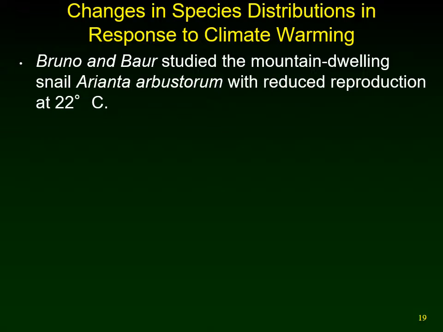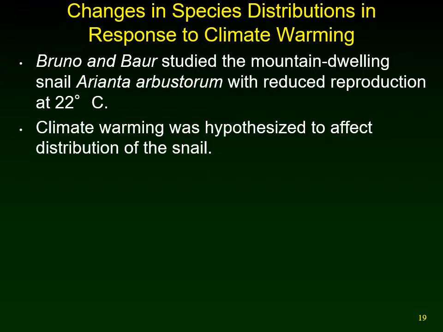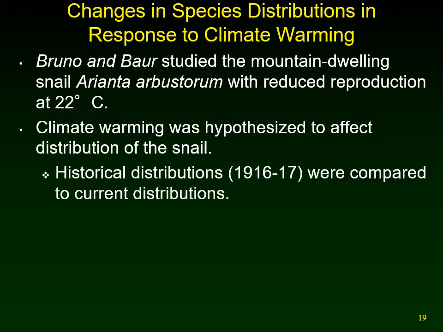The next study here, by Bruno and Bauer, looks at a mountain-dwelling snail, and this snail tends to have reduced reproduction when the temperature gets at or above 22 degrees Celsius. So the warmer it gets above that temperature, the less this snail is going to reproduce. They were hypothesizing that climate warming was going to affect the distribution of the snail. So they looked at historical distributions in 1916 to 17, and compared that to current distribution. So they looked at where it lived about 100 years ago and then where it lives now.